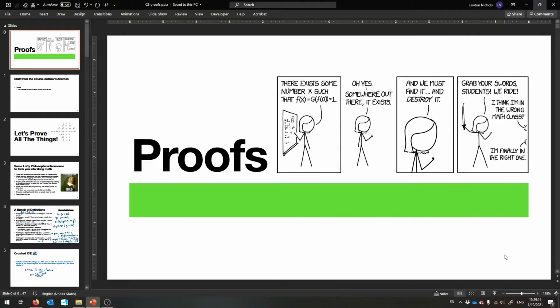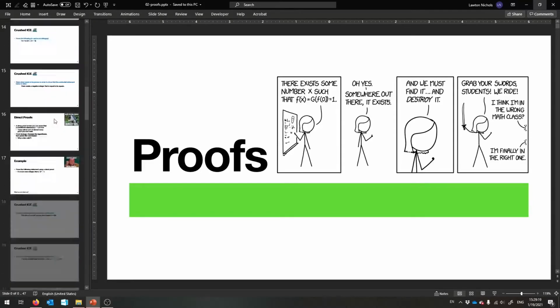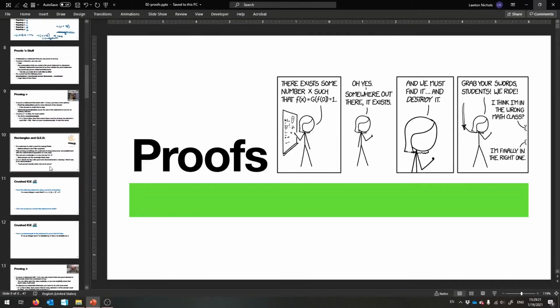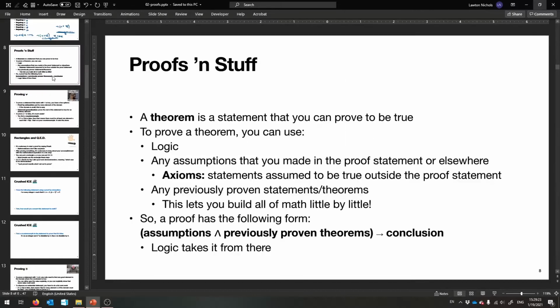Alright, hello and welcome back to our proofs slides. So, if I remember correctly, we stopped, oh, I passed it. We stopped here, and so maybe I'll just recap this and then we'll go on to prove for alls, or think about them in a new way.